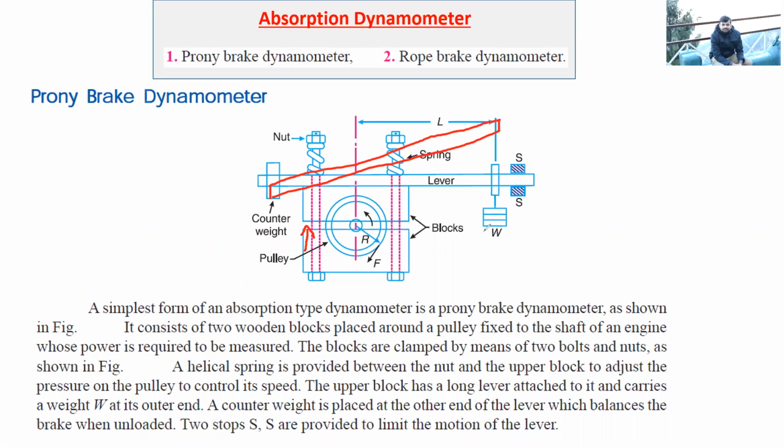Now what we are going to do is, as you can see, there is a load W over here. So we will apply more load. We will put more amount of load, and that will be put until this lever again comes into the vertical position. All right.